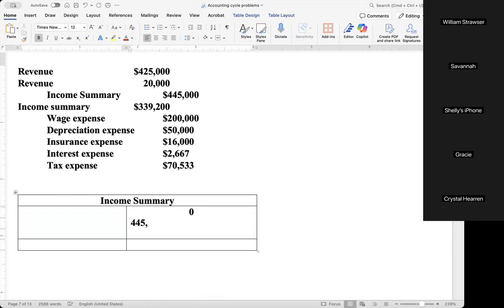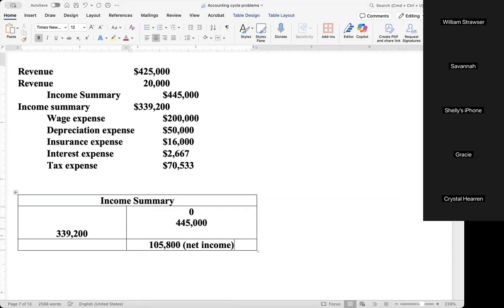We credited this account for $445,000. We debited this account for $339,200. And when we reconcile this account's balance after we've made those entries, we see that the difference between those, I'll do that real quick, is 105,800.